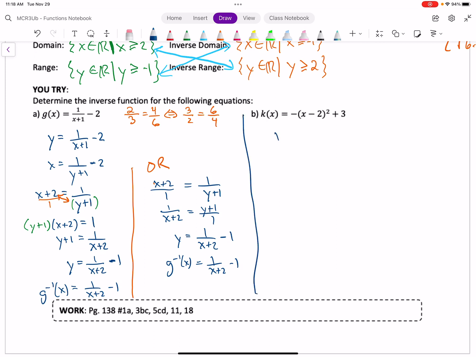Okay, the last one here, again, I'm going to jump through this a bit quicker. Try this yourself. So rearrange this.